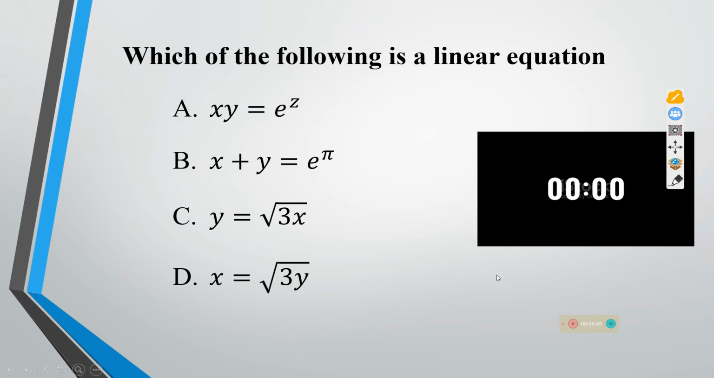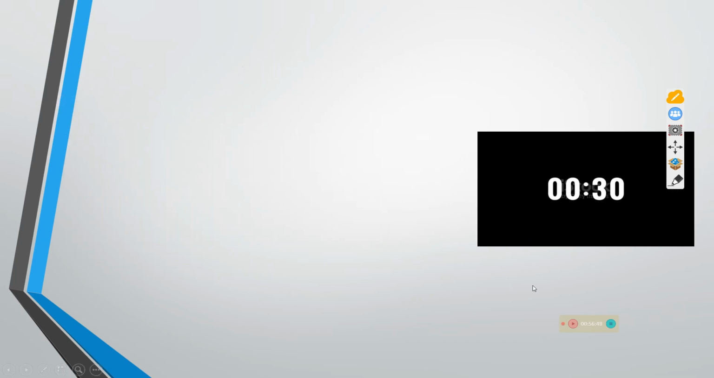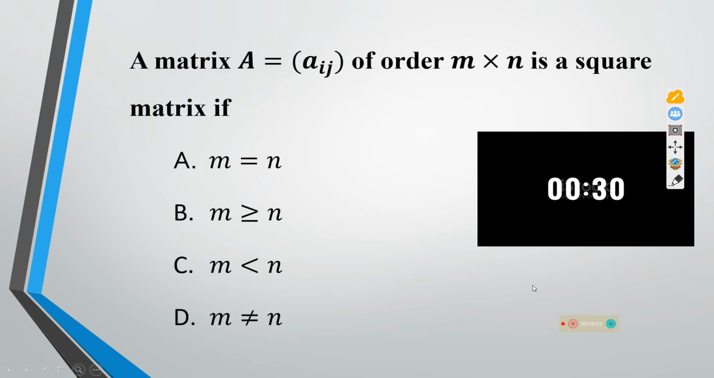So having looked at this, we shall look at the next question. So we are given this, so let us try to look at the answer within the 30 seconds. A matrix is called a square matrix if the rows and columns are the same, meaning A will be the answer there.